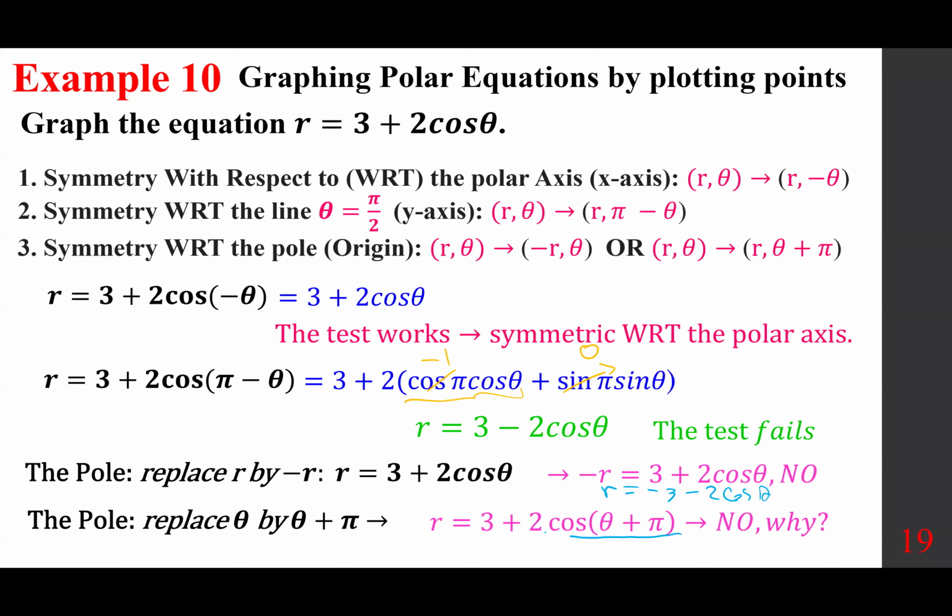If you expand this, you get 2 times cosine theta cosine pi minus sine theta sine pi. Okay, if you expand it, sine pi is 0, you don't have to worry about it. Cosine pi is -1, makes this one negative, so that's not going to work out. So it becomes actually the same as this one, so that fails too, just in case.